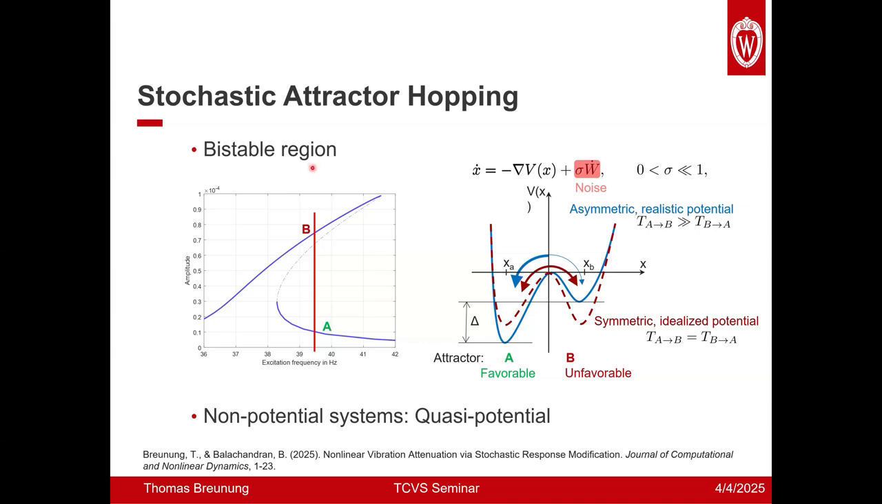So the noise terms push you away from the high amplitude orbits towards the low amplitude orbit. So even if you start at the high amplitude orbit, you quickly drop down to the low amplitude orbit, and even if you start at the low amplitude orbit, you stay there, and it's very unlikely to escape to the attractor B, to the high amplitude orbit.